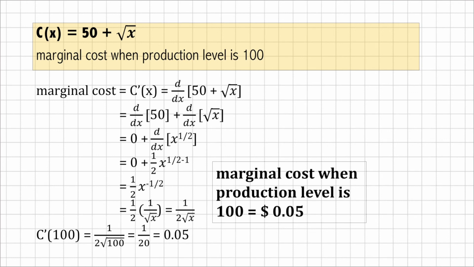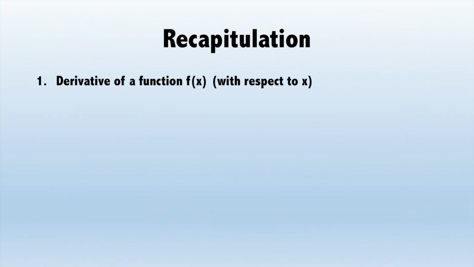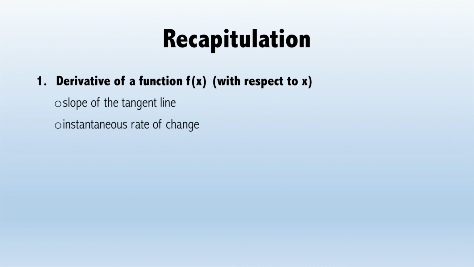Quick recap. What have we learned today? The derivative function of f of x with respect to x is the slope of the tangent line, or the instantaneous rate of change, mathematically expressed as the limit of f of x plus h minus f of x, all over h, as h approaches 0.